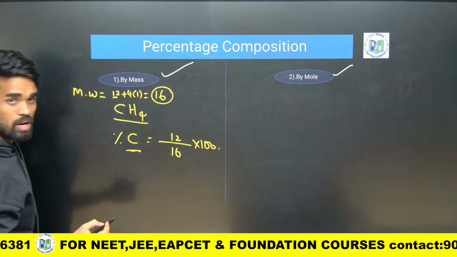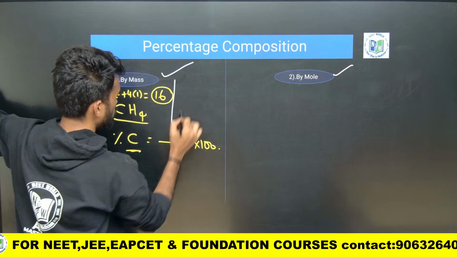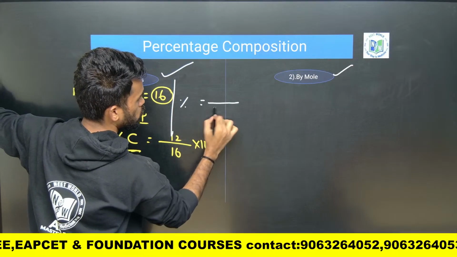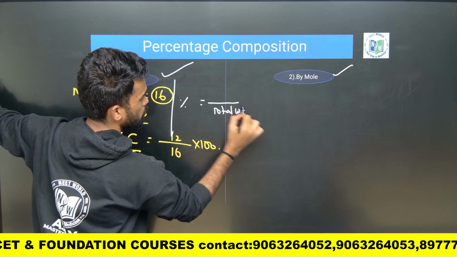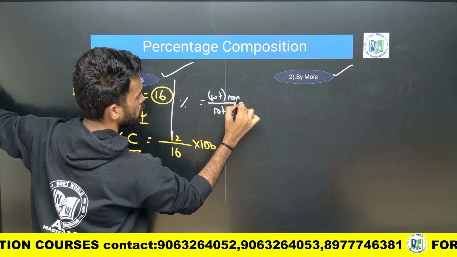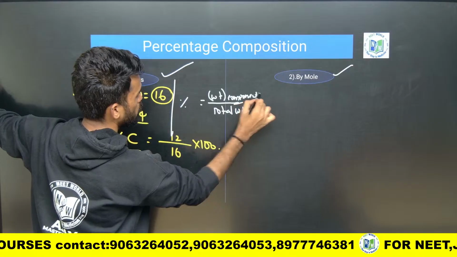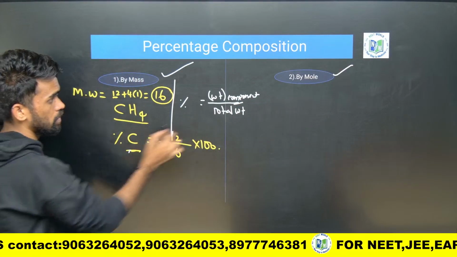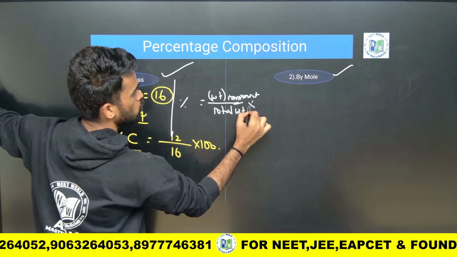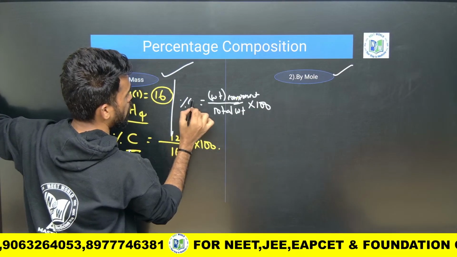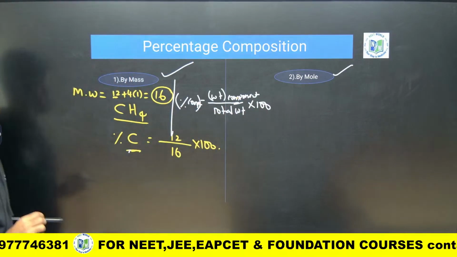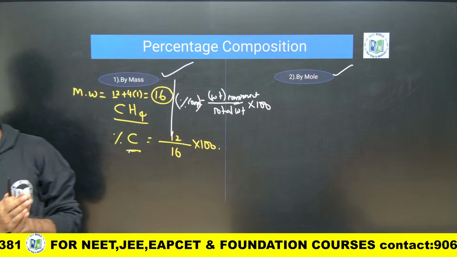So now what is the formula I have given you here? Percentage of any species, if they ask, you can take total weight in the denominator, and in the numerator, weight of component. It means here carbon is a component. So the weight of component here, it is carbon, that is 12, into 100. Percentage of a component I am writing, that is weight of component by total weight into 100. So this is how you can make your own formulas.